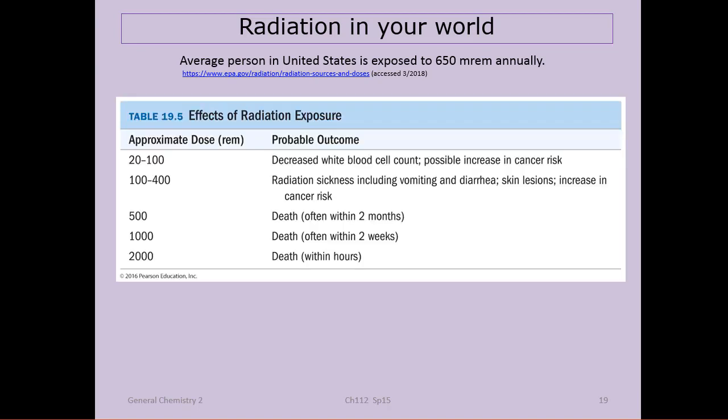How dangerous is that? So to put it in perspective, if you're anywhere from 20 through 100 rems, you would have decreased white blood cell count and a possible increase in cancer risk. 100 to 400, you start to get radiation sickness. Once you get to 500, you have death. And just to put that in perspective, that is in rems down here. From background radiation, you would have basically 0.650 rems on an annual basis. It's total natural exposure. None of that's even close. You're orders of magnitude below the first place where you might start to have health effects.